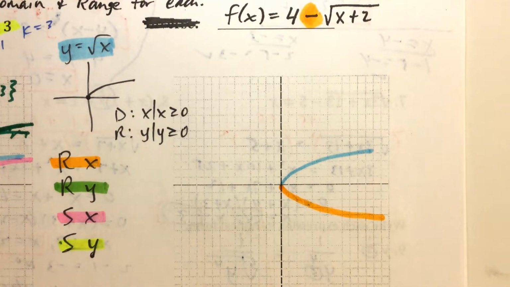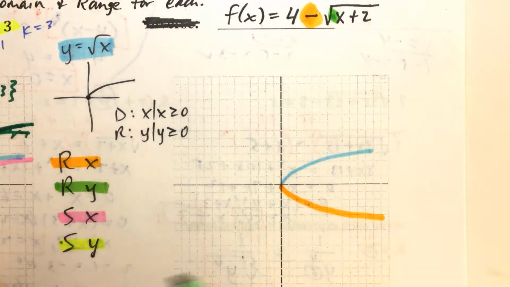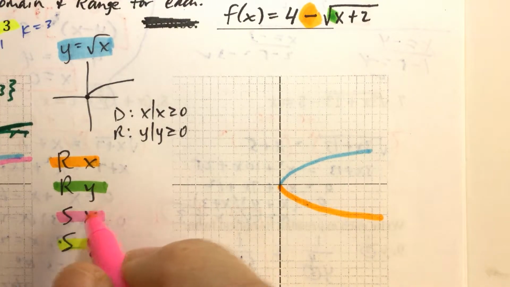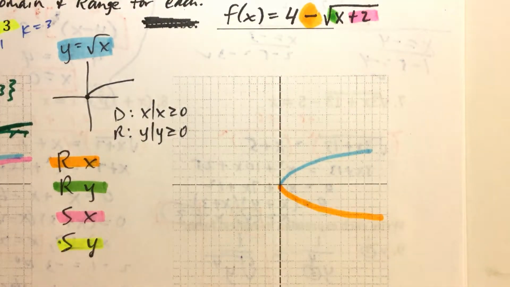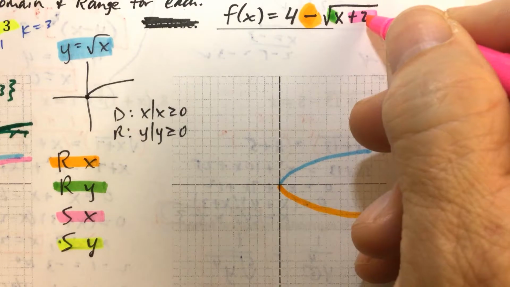Then I look for green. So green is, do we reflect about the y-axis? Well, again, there's no minus sign in front of the x, so we're not going to need to reflect about the y-axis. Next thing we're looking for is, do we shift in the x direction? Yes, we do shift in the x direction. In fact, we shift 2 units to the left because we have an x plus 2.